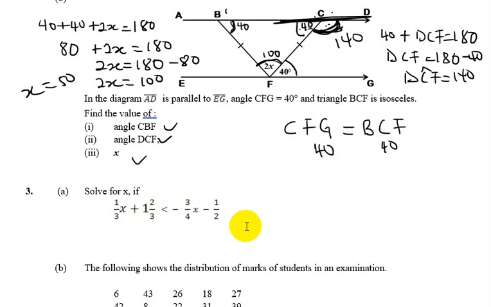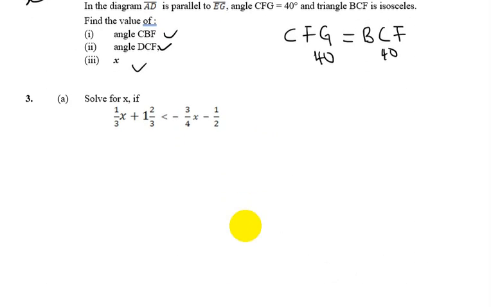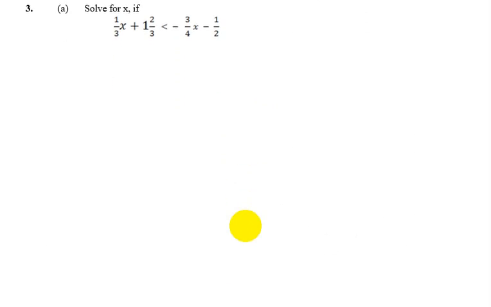Now let's move to question 3. Question 3 is a question under inequality. With this question, we are told to solve for x. If 1 over 3x plus 1 whole number 2 over 3 is less than minus 3 over 4x minus 1 over 2. We have a mixed fraction in there. So let's convert the mixed fraction first before we come to the term proper.